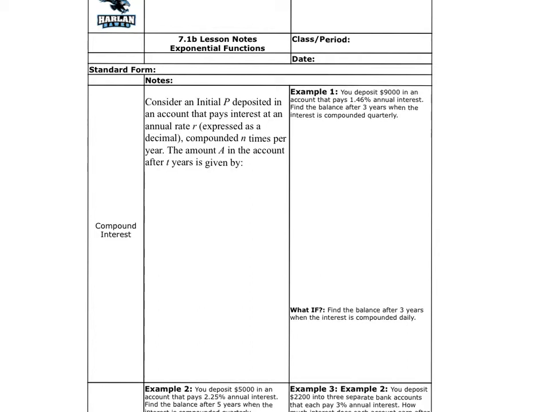The amount A in the account after T years is given by, all that is represented as A equals P, which we said was the deposited amount, times 1 plus, because the idea is that when we put things into an account, they gain interest, they don't lose interest. Then we have our rate R over n, which is the number of times a year we gain interest, and then we have it raised to the number of times it gains interest times T years. Alrighty.